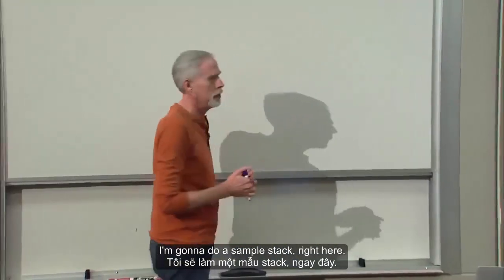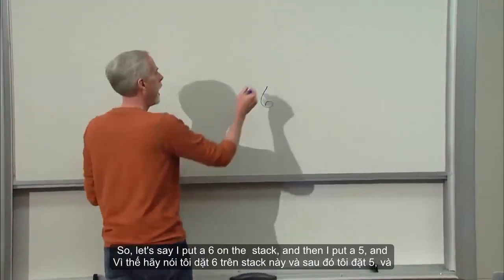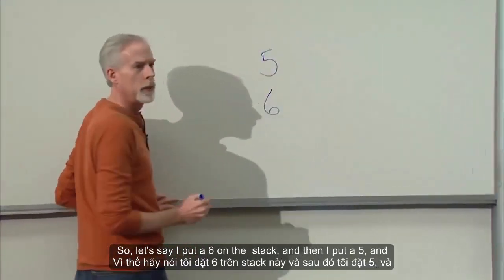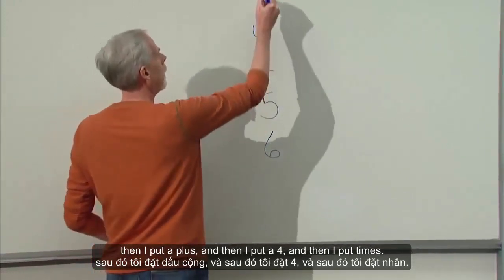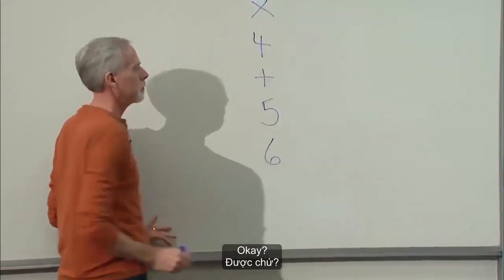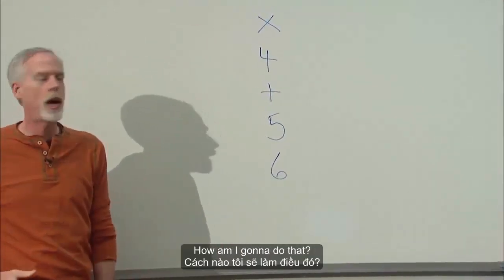It looks like this. I'm going to do a sample stack right here. So let's say I put a 6 on the stack, and then I put a 5, then I put a plus, then I put a 4, then I put times. So here's our stack, and I'm going to evaluate this, and I'm going to use recursion. How am I going to do that?